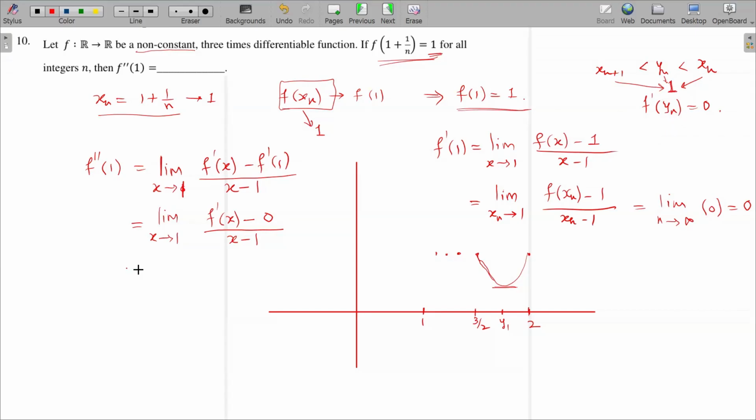So what I can now write is this is equal to the limit along yn of f dash yn minus 0 upon yn minus 0, yn minus 1. But this is going to be 0 because f dash yn is actually 0. So the numerator is 0 in this situation. So you get f double dash 1 also to be 0.